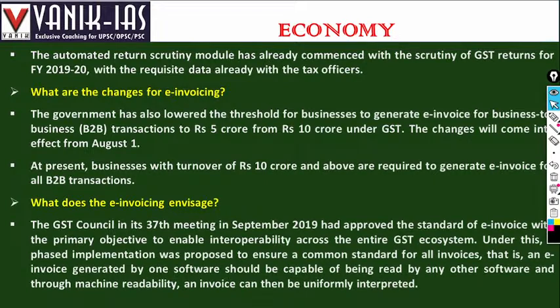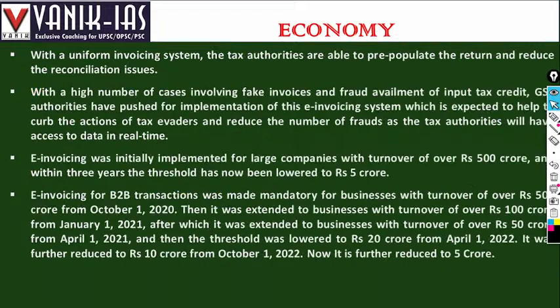What does e-invoicing envision? The GST Council in its 37th meeting in September 2019 approved the standard of e-invoice with the primary objective to enable interoperability across the entire GST ecosystem. Under this, phased implementation was proposed to ensure a common standard for all invoices, that is, an e-invoice generated by one software should be capable of being read by any other software. Through machine readability, an invoice can then be uniformly interpreted.